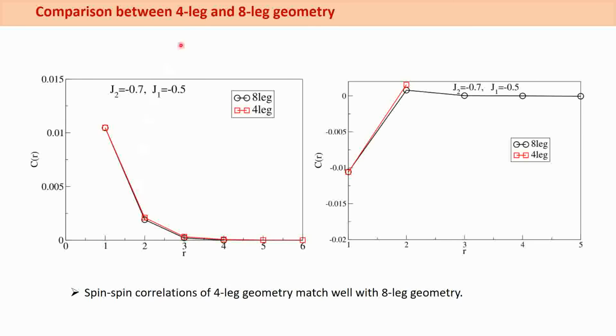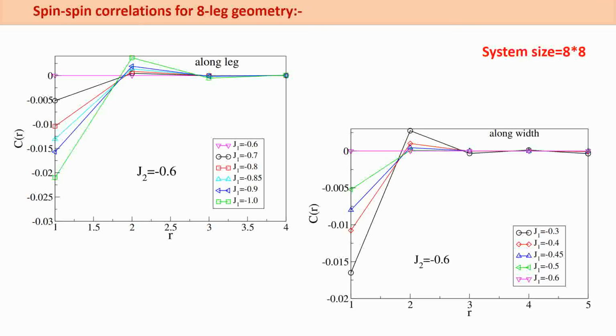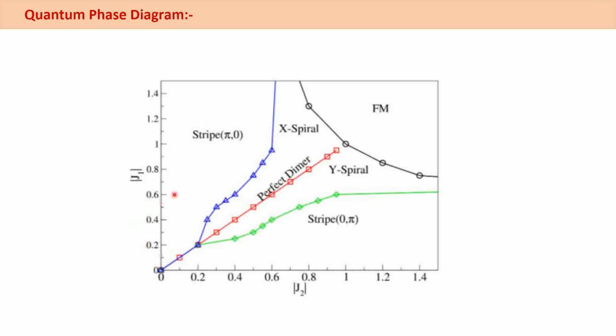Here we have compared the results obtained from the 4-leg geometry, and we have seen that they match greatly with the 8-leg results. Here we have shown various correlation patterns obtained by applying the 8-leg geometry, and it is also suggesting various types of phases exist in the system. So after observing the spin-spin correlation and magnetization, we have finally plotted the phase diagram. It is showing various kinds of phases existing in the system: stripe order along both directions, spiral order along both directions, perfect dimer, and the ferromagnetic alignment of the spins.